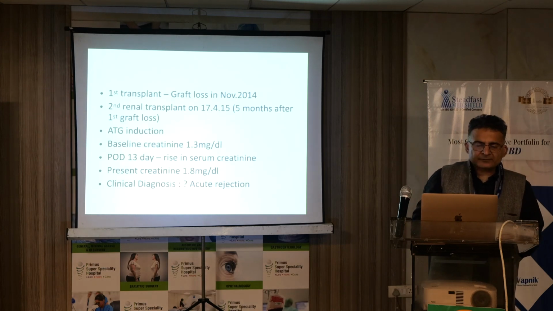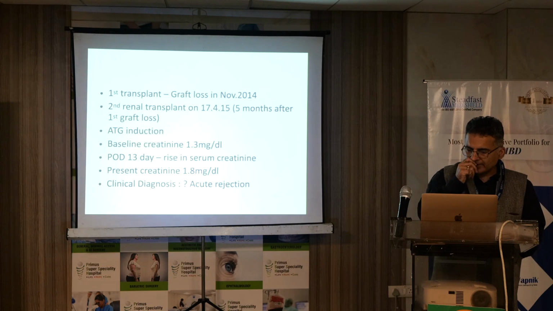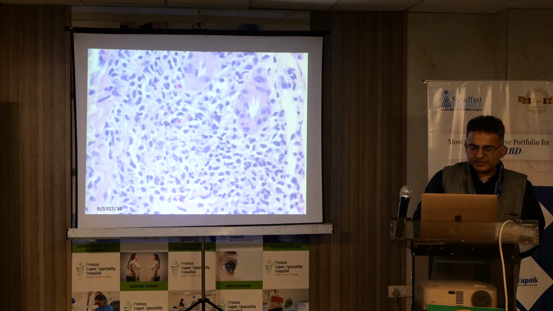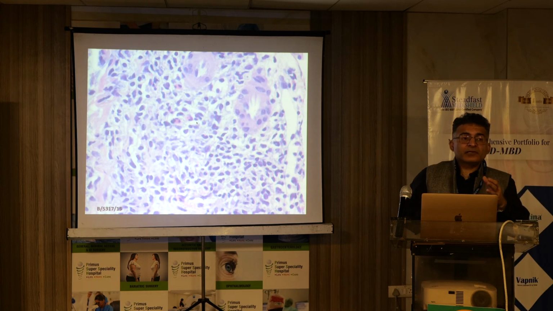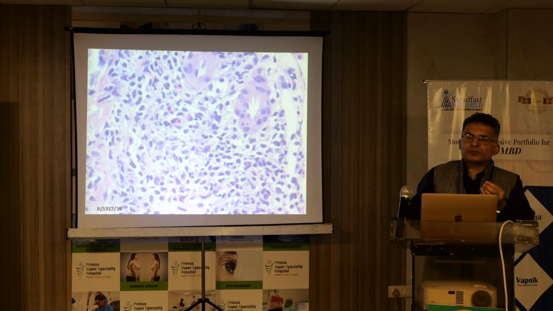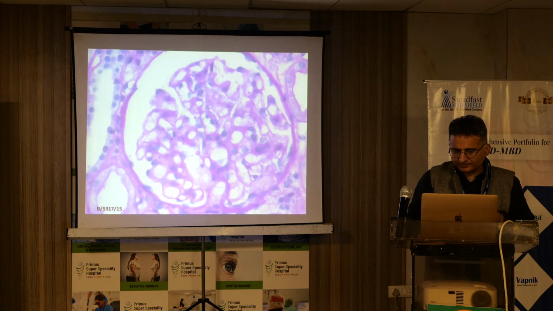The first transplant graft loss was in November 2014. Second transplant 5 months after first graft loss. ATG induction, everything was done. On POD 13 in the second transplant there was rising serum creatinine to 1.8. Acute rejection. There was some infiltrate and there were some orange color cells. These orange color cells are eosinophils. Normally you get to see eosinophils in a transplant biopsy when there is a vascular rejection or when there is some kind of small minor component of acute interstitial nephritis, possibly drug related. If this patient is on some antibiotics and all that, you can get to see that.